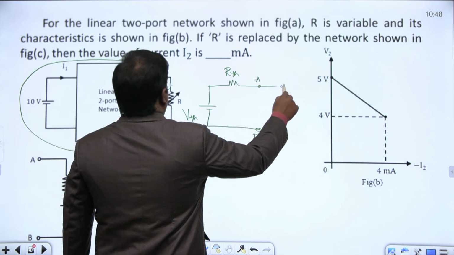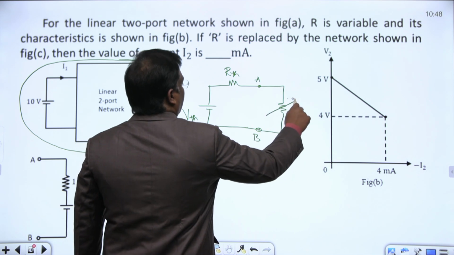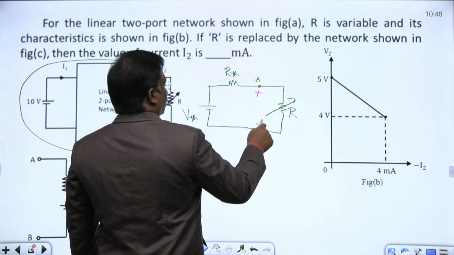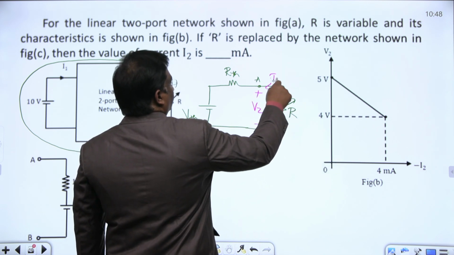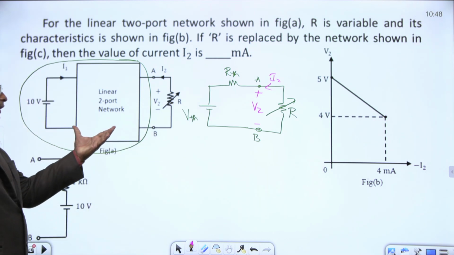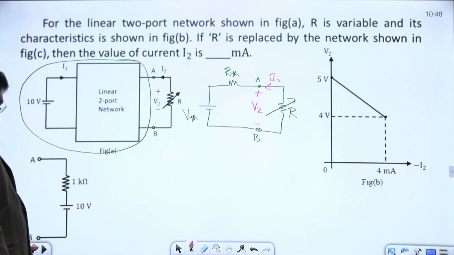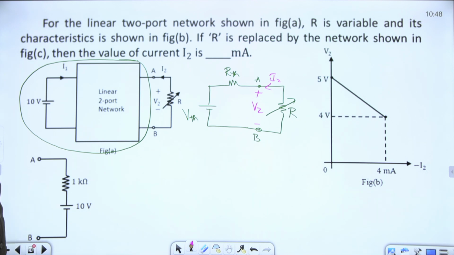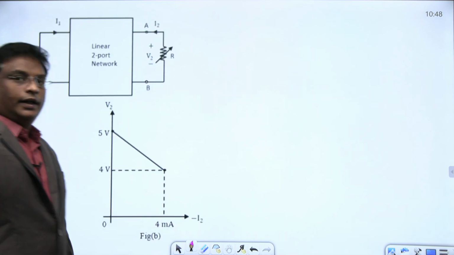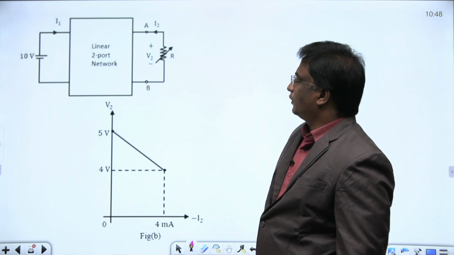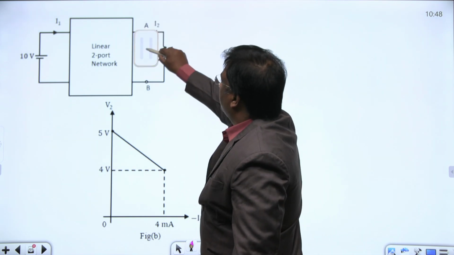And this is terminated by the load resistance R. This is the voltage V2 and this is the current I2 given here. First, let us replace this entire network by its Thevenin equivalent. Then later replace this R by the network across the terminals AB, and then find the I. Let us come to this network here. From this, what information can we get? Notice here.